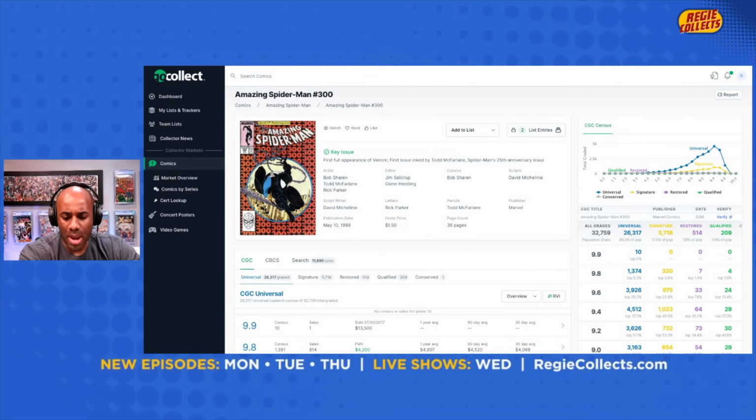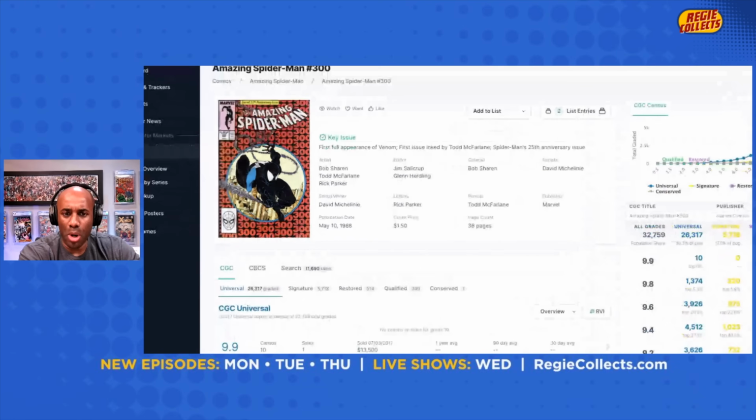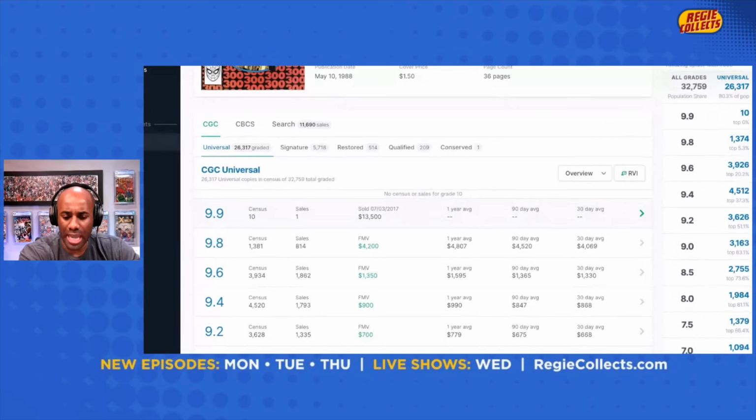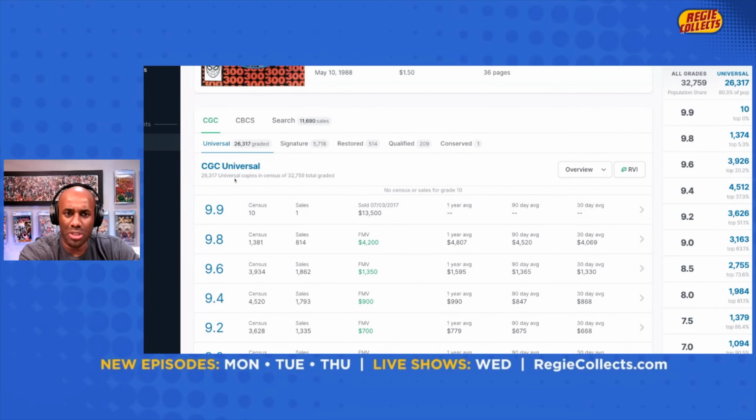All right, let's go ahead and take a look at a couple of examples. And I want to start things off with a really awesome book, that being Amazing Spider-Man issue number 300, the first full appearance of Venom. Really awesome book. And I think there's some interesting things here in the data when we start to look at it. And what I decided to do was to really focus on the Universal Blue Label, right? The Blue Label comics, not signed books, not other labels, but Universal Blue Label and also Direct Edition.